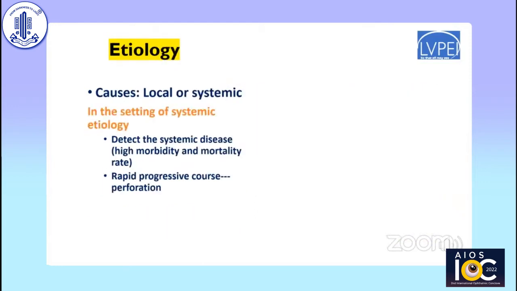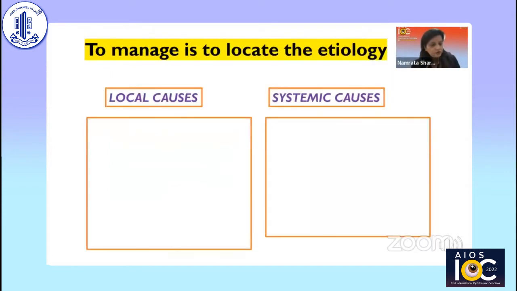So what are the causes of peripheral ulcerative keratitis? We can divide the causes as either local, which are isolated and occur in the eye alone, or those which can happen in the setting of a systemic etiology. In these cases, obviously, we would have to detect the systemic disease because some of these diseases have a high morbidity and mortality associated with them. Also, some of these diseases can have a rapid progressive course leading to perforation in the eye, which is an ocular emergency. So, to manage the disease is to locate the etiology.